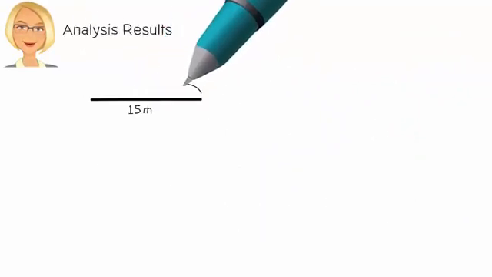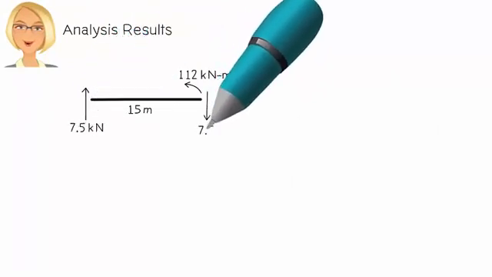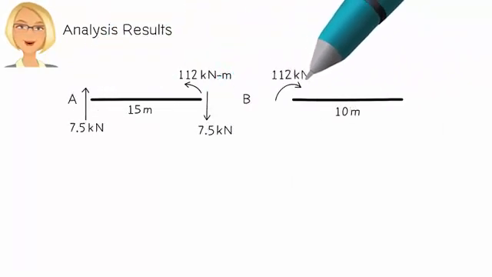Here is the summary of our analysis. These are the member forces and support reactions due to a support settlement of 50 millimeters at B.